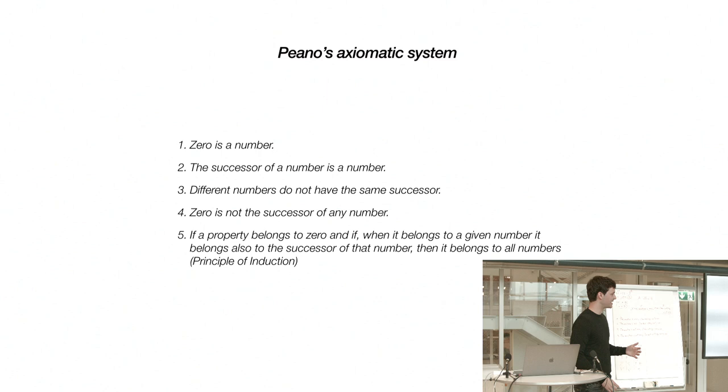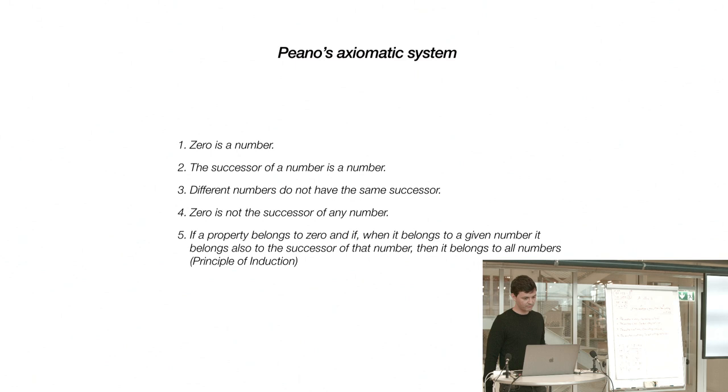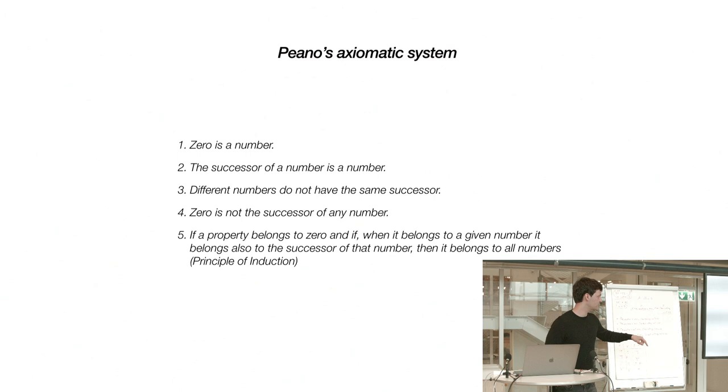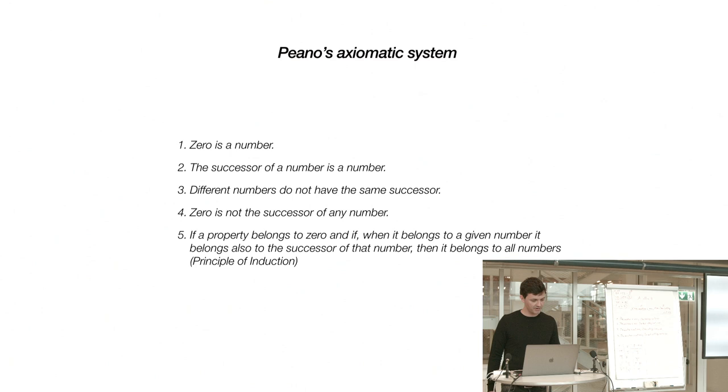Look at this definition of arithmetic. So he said, you have three primitive terms here: zero, number, and successor. And then you have five primitive propositions. Zero is a number. The successor of a number is a number. Different numbers do not have the same successor. Zero is not the successor of any number. And if a property belongs to zero, and if when it belongs to a given number, it belongs also to the successor of that number, then it belongs to all numbers. Yeah? And on the basis of these five sentences, the same way as with Euclid, we can now derive all arithmetic. Everything involving natural numbers.